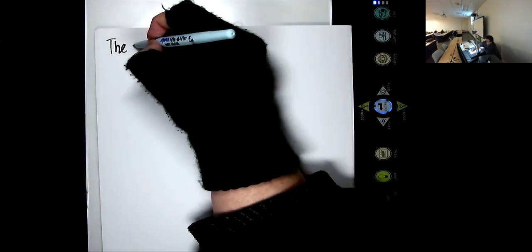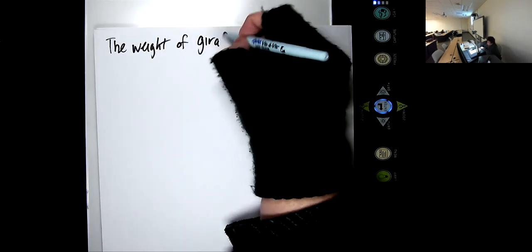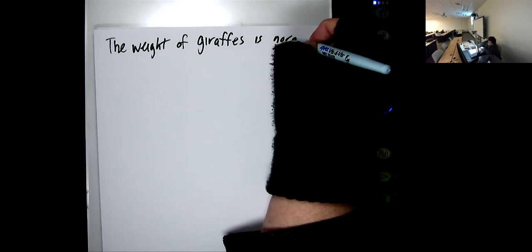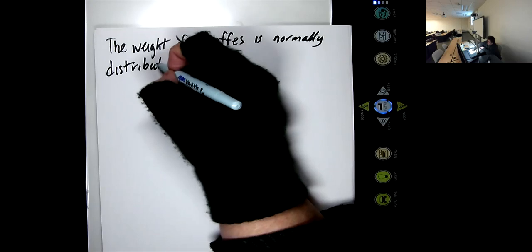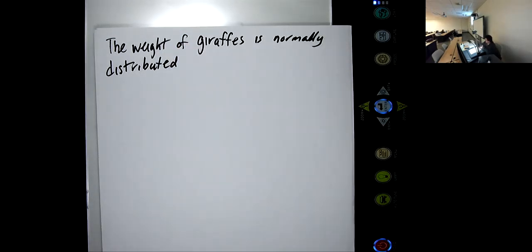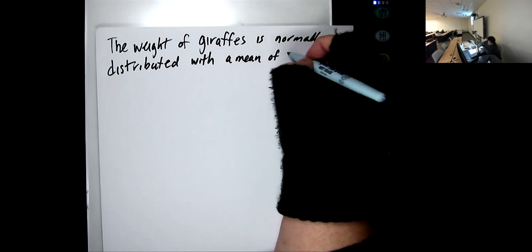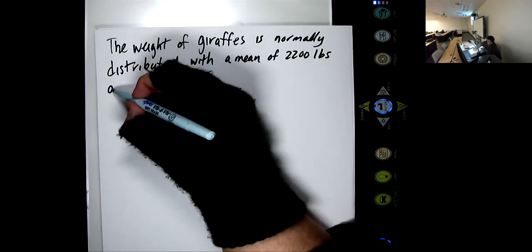Let's look at an example. We're going to talk about the weight of giraffes. The weight of giraffes is normally distributed. This is pretty handy. Most problems will tell you if it's normally distributed or not. You don't have to assume it, they'll tell you. With a mean of 2,200 pounds and a standard deviation of 200.